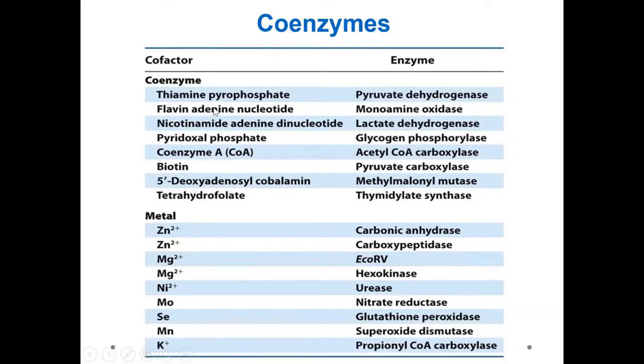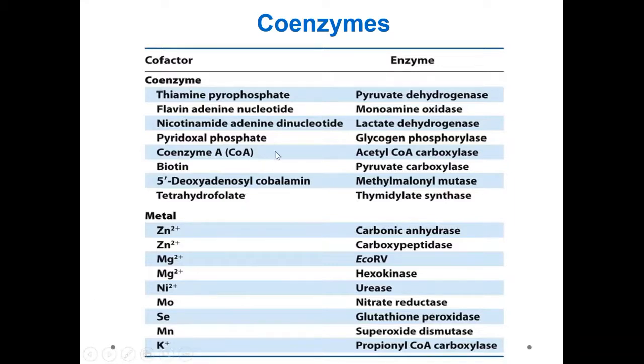Vitamin B2, riboflavin, and vitamin B3, nicotinamide. These vitamins have coenzyme forms flavin adenine dinucleotide and nicotinamide adenine dinucleotide, short name NAD. They are coenzymes of oxidoreductases, also main coenzymes which are used in respiration of our cells.